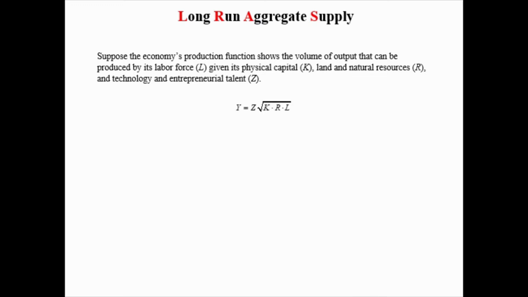So we're going to assume a very simple long-run production function. Now, this is a long-run production function because remember, technology and entrepreneurial talent is fixed in the short run, but not in the long run. Capital is fixed in the short run, but not over the long run. Resources are fixed in the short run, but not over the long run. And then the size of the labor force is somewhat inflexible in the short run, but is most definitely adjustable over the long run. So because there's no numbers plugged into this, we call this the long run production function.